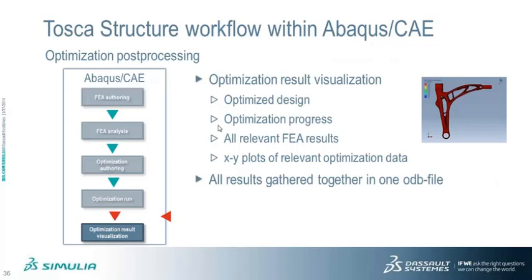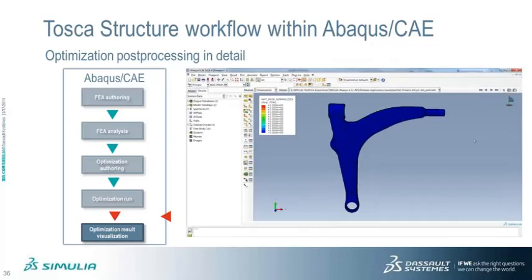Also, the post-processing has been integrated in Abaqus CAE, so we can have a look at the optimized design within the interface. We can look at the optimization progress, and what is pretty nice is that we can also look at all the relevant FEA results which are stored in the ODB file. So we really have one ODB file in the end which gathers together all the results of the whole optimization progress, and that's pretty comfortable for post-processing the optimization results.